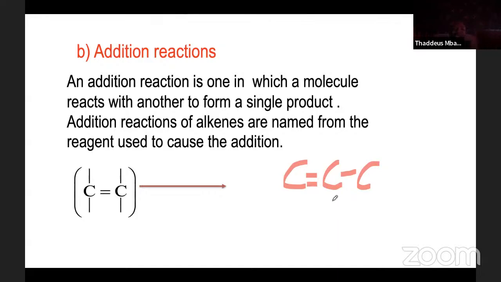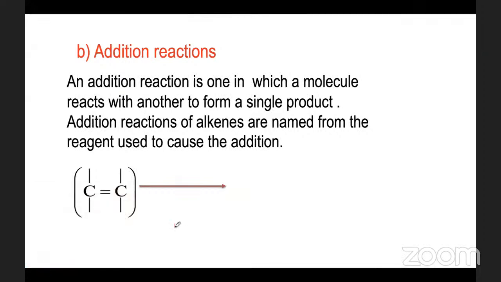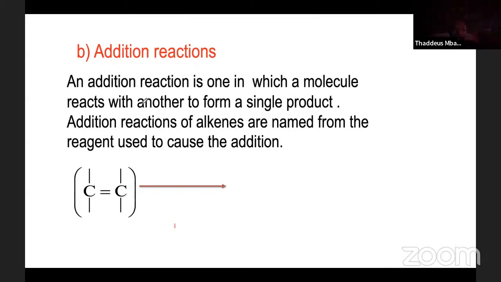You only start specifying whether it's 1 or 2 when there is a possibility of having different structural formulae. For ethene and propene, there can only be 1 structural formula, so it is simply called propene. You don't have to give it another name. Sawa, Nelson? Yes. Yeah, that's the IUPAC rules. Addition reaction is one in which a molecule reacts with another to form a single product.